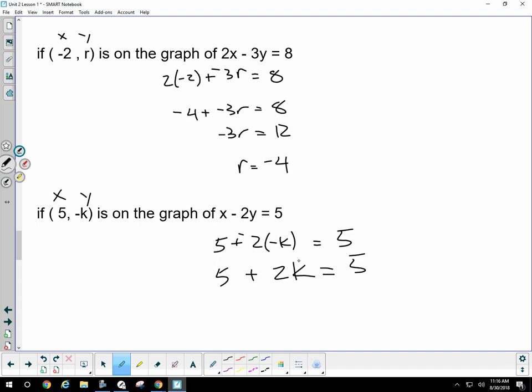Subtract 5, or add negative 5 from both sides. Divide by 2.